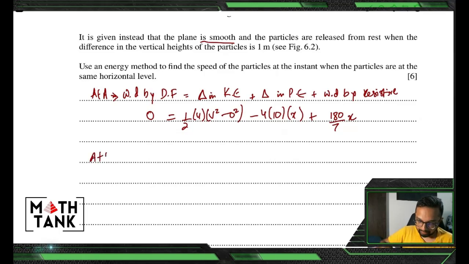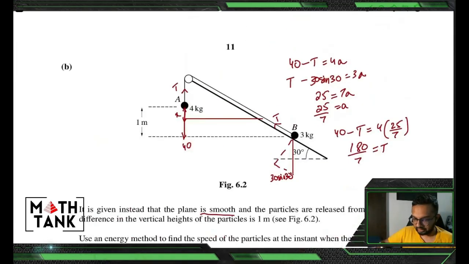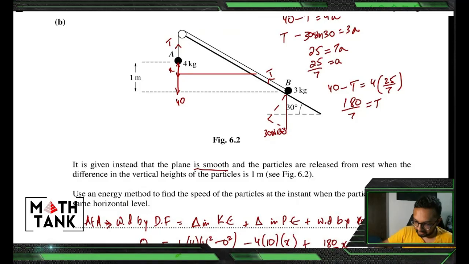Then what's happening at B? Let's first construct this equation, then we're going to try to solve this. Work done by driving force equals change in K, change in P, plus work done by resistive force. So what's the driving force here? The driving force is T. How much distance is it traveling? That's the question that I want to answer now.